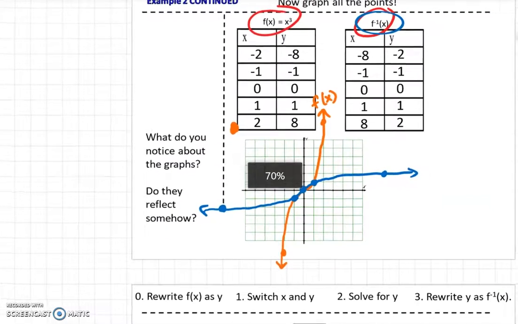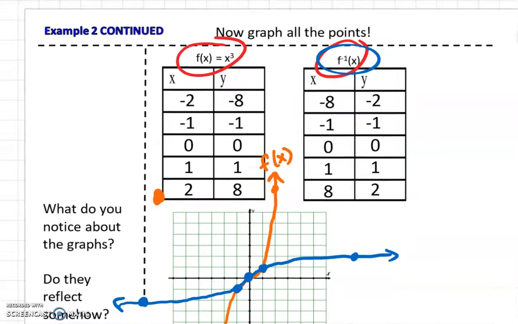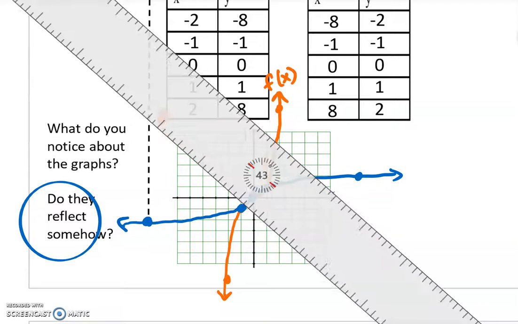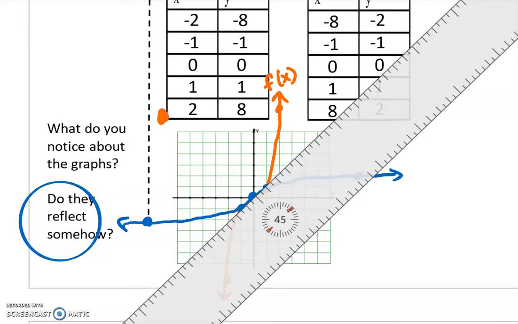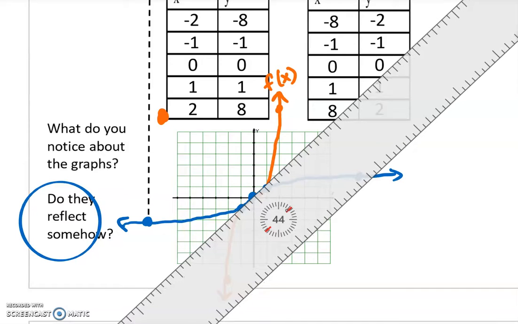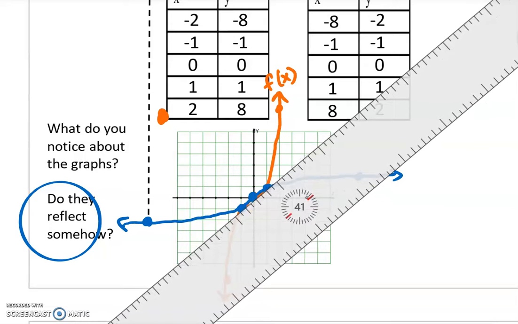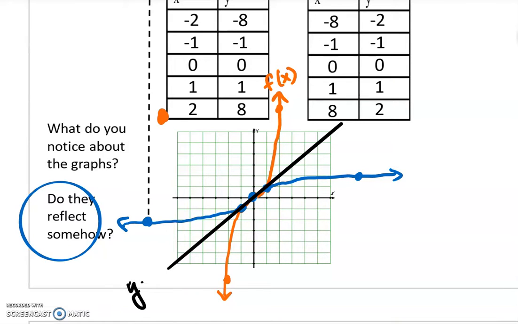Cool. So what do you notice about these graphs? Does anything come to mind? The question here does say, do they reflect somehow? And the answer is yes. We have this line right here, and I'm going to put that in black and line it up a bit better. This line is y equals x.